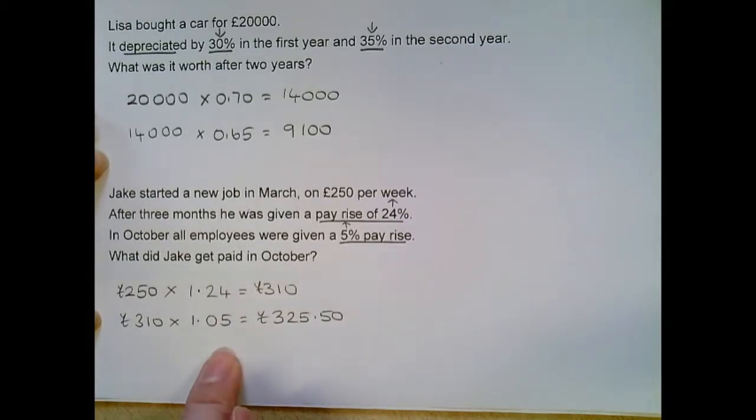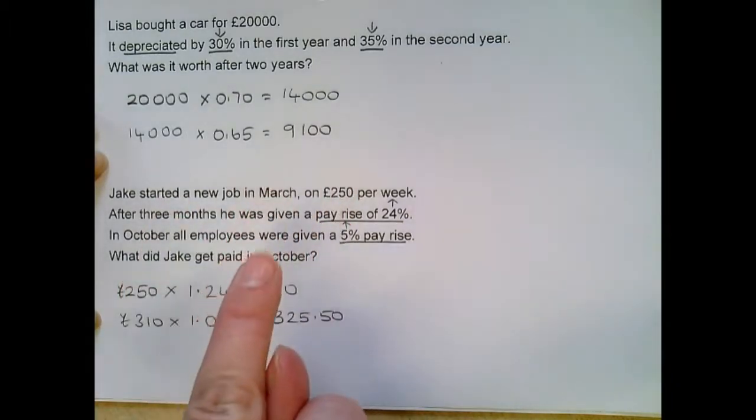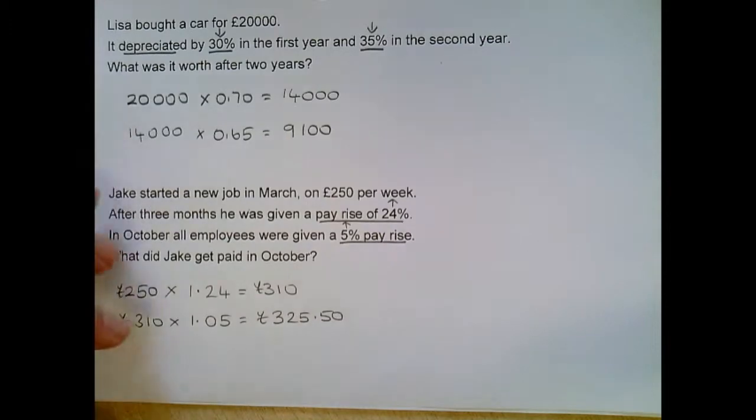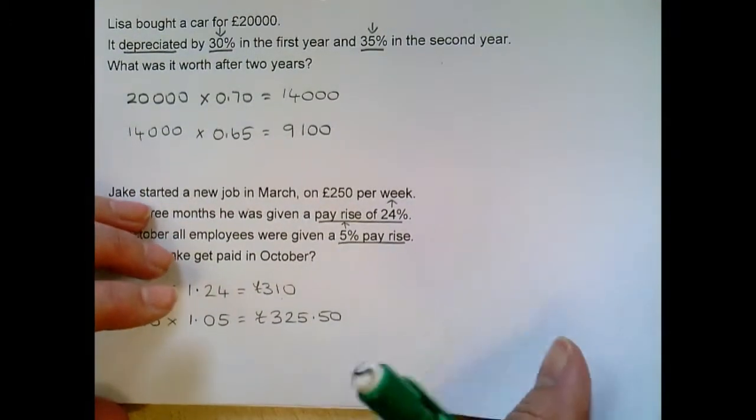So I just noticed there that this question was go down, and this one was go up, go up. There's no reason why they couldn't give you a question where you go up and then down, or down and then up. It's just the way those last two questions happen to work. Okay, that's repeat percentages then, or successive percentage change sometimes it's called.